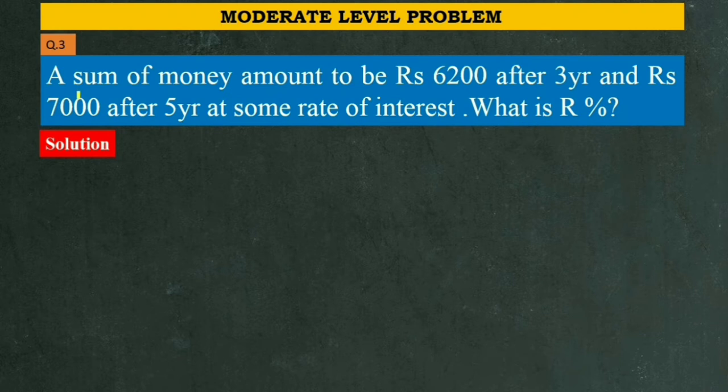Now we look towards the third problem. A sum of money amounts to rupees 6200 after 3 years and rupees 7000 after 5 years at some rate of interest. What is the R percentage? We have to calculate the rate of interest.